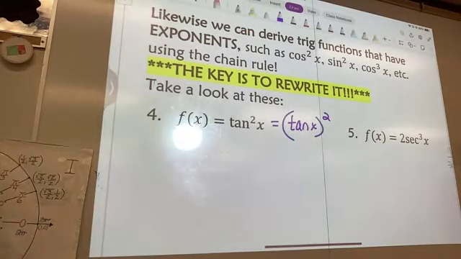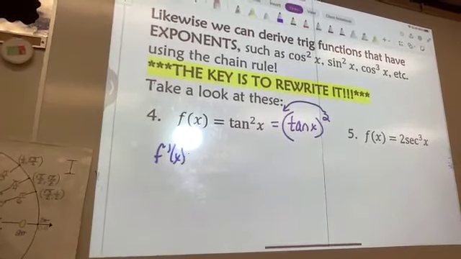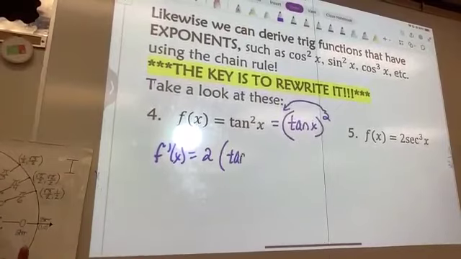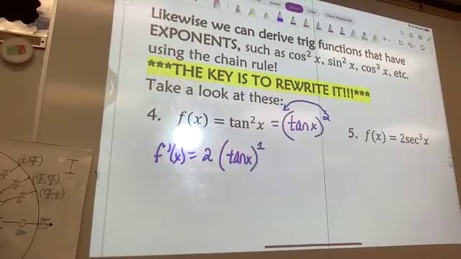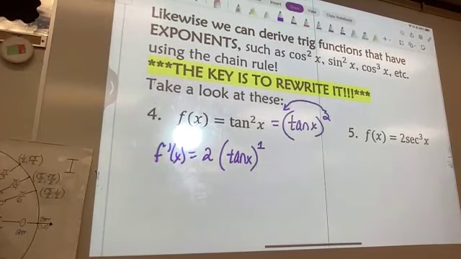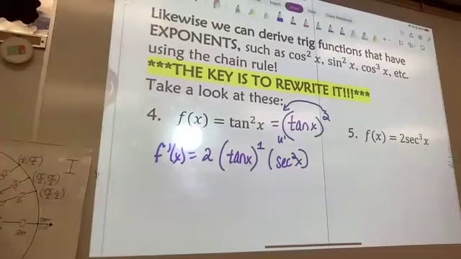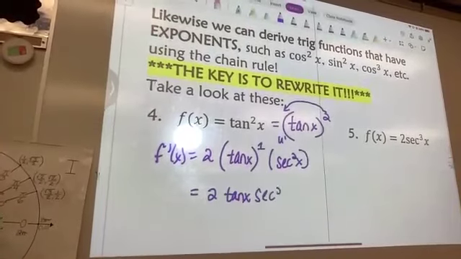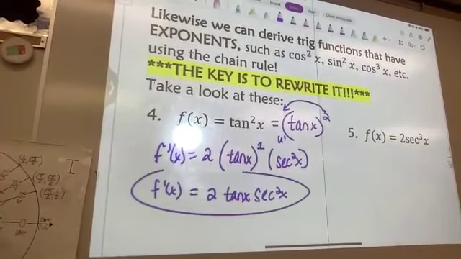So then what does the chain rule tell me to do? Now, bring this in front. Here's the weird stuff. So f prime is going to be bring the power in front. Keep the trig function the same. It becomes 1 less, so it's to the first, times the derivative of what's inside, u prime. So what's the derivative of tangent x? Secant squared x. Now that's like a basic one, okay? So you could write that as 2 tangent x secant squared x. That would be your final answer. Does that make sense?